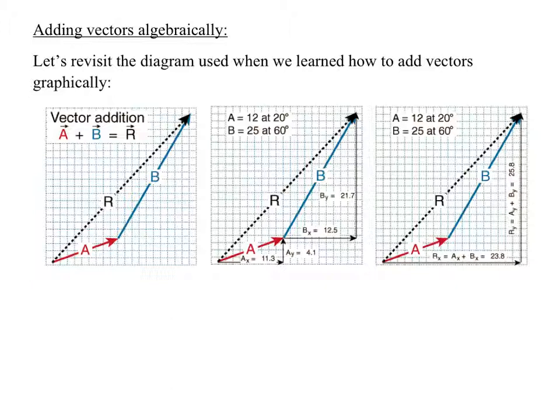You do vector A times cosine. Yeah, so what's vector A's measurement? Isn't it 12 right here? And the angle is 20. Go to your calculator, please. Type in 12 times cosine 20.